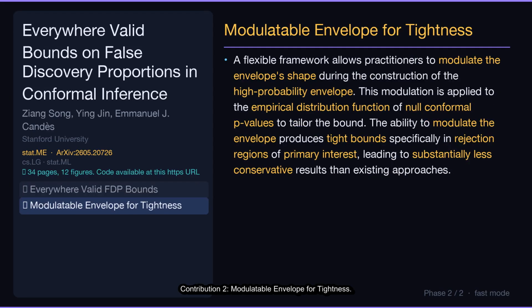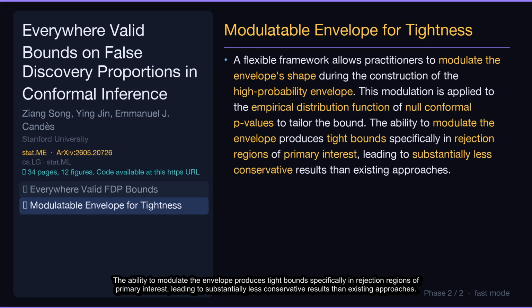Contribution 2. Modulatable envelope for tightness. A flexible framework allows practitioners to modulate the envelope's shape during the construction of the high-probability envelope. This modulation is applied to the empirical distribution function of null conformal p-values to tailor the bound. The ability to modulate the envelope produces tight bounds specifically in rejection regions of primary interest, leading to substantially less conservative results than existing approaches.